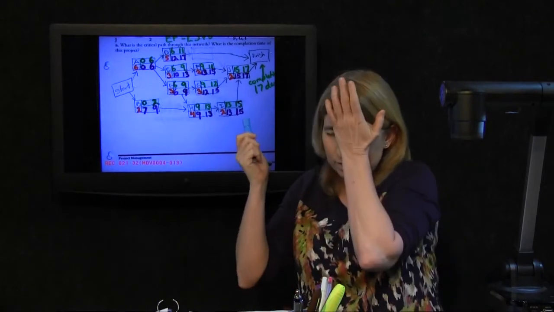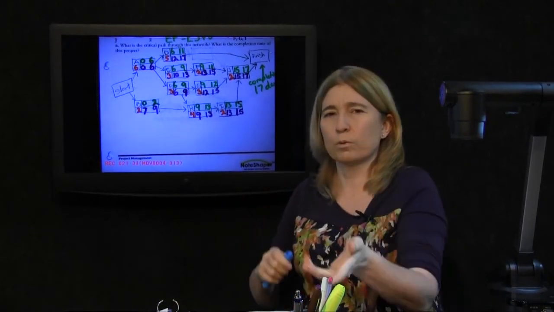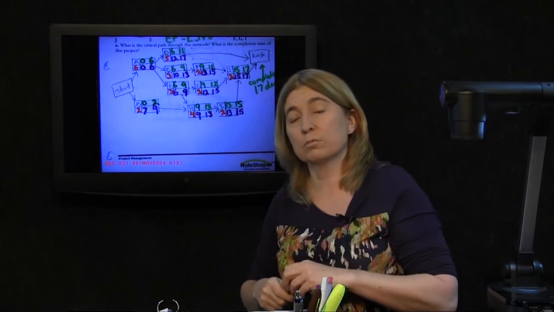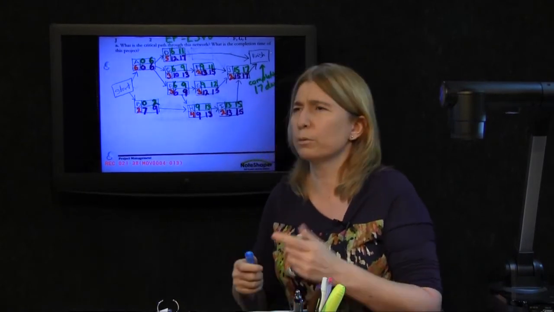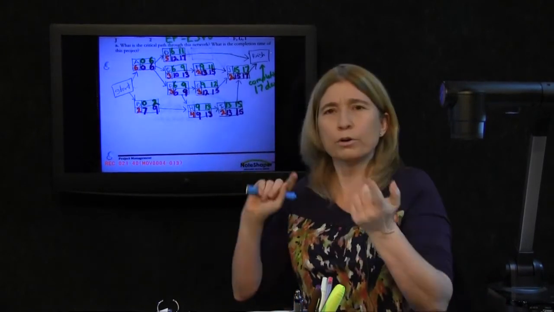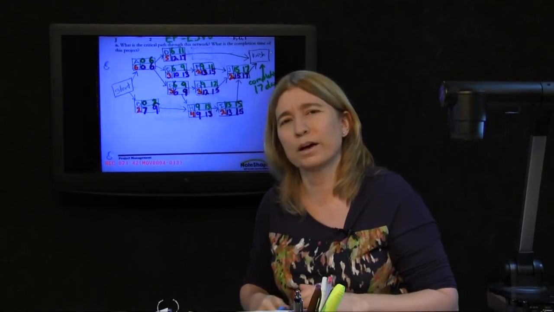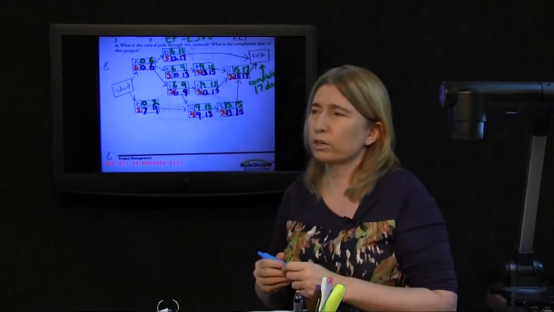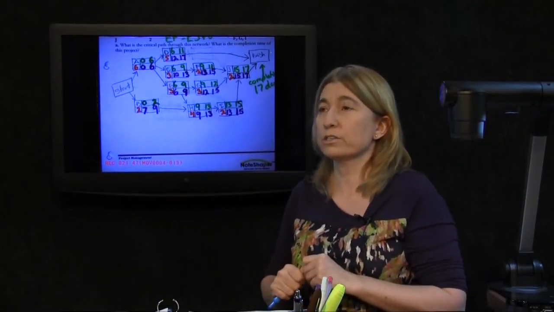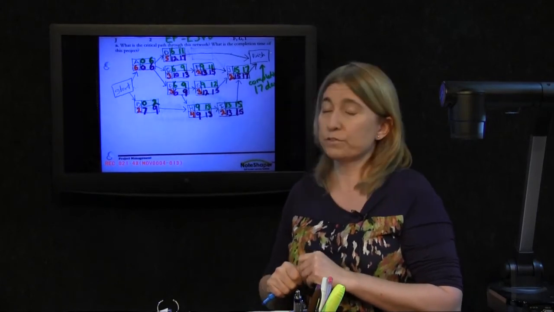Now wait, those are the late start, late finish times, but we're trying to answer that question: what is the completion time of the project? Wait a minute, we did that, 17 days. Oh no, the first question, what is the critical path through the project? The critical path through any project is the set of all activities that have 0 slack.